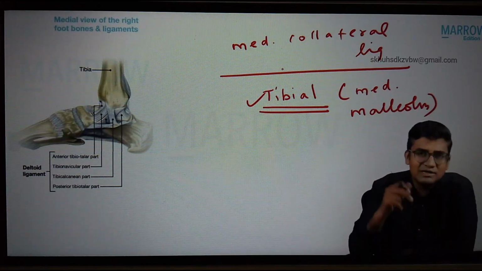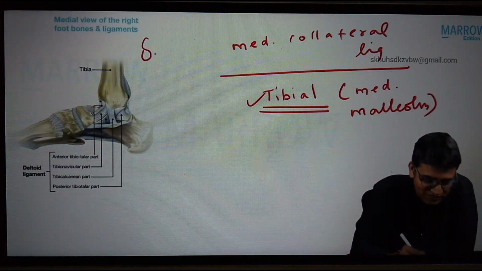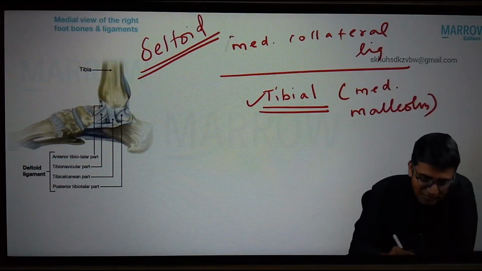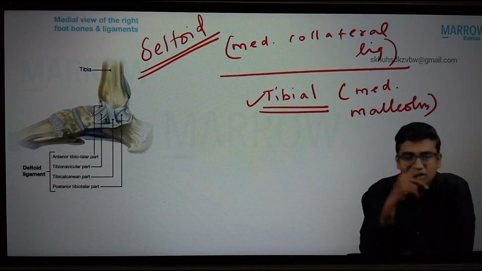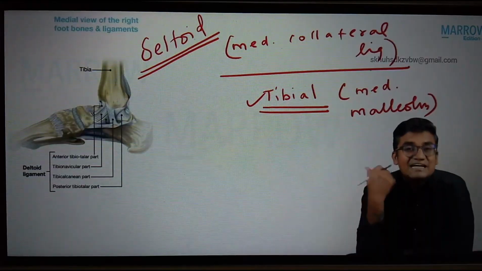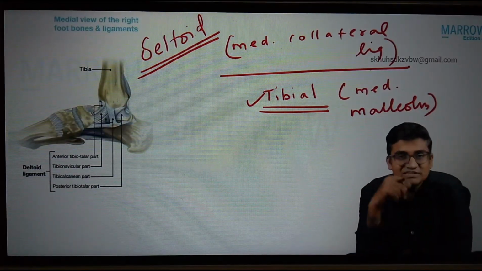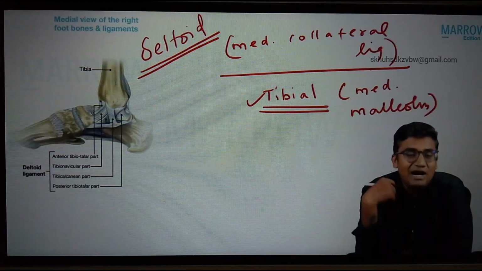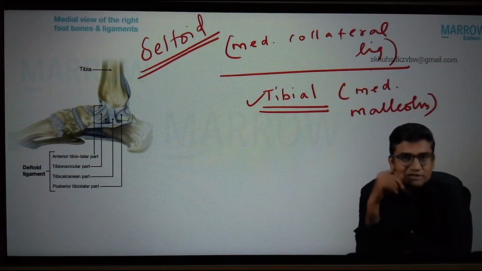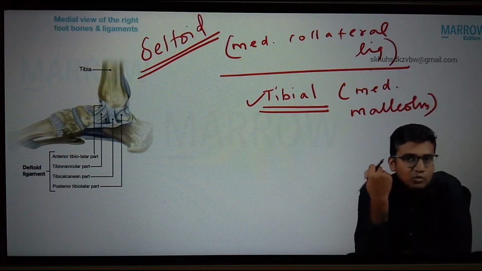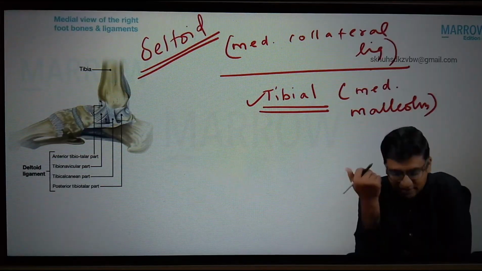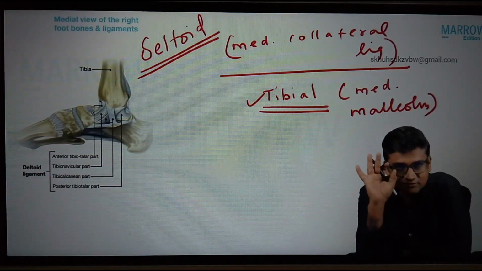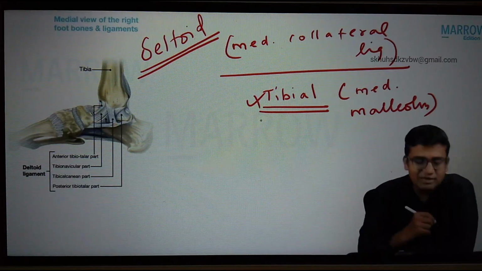The medial collateral ligament, by its attachments, gives the shape of a deltoid. So medial collateral ligament is also known as deltoid ligament. It is giving the shape of deltoid. So what are the parts of deltoid ligament? In this question, again, you have to look for only one word. What is that? Tibial. The word tibial should be there. Is that clear? So please look for the word tibial.